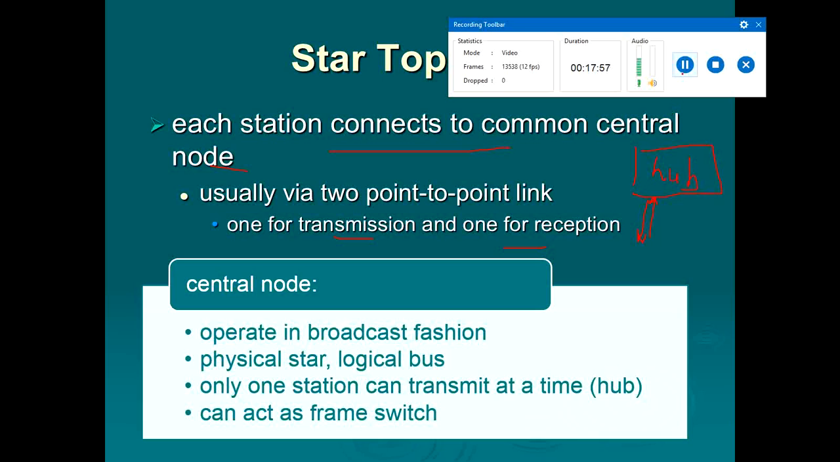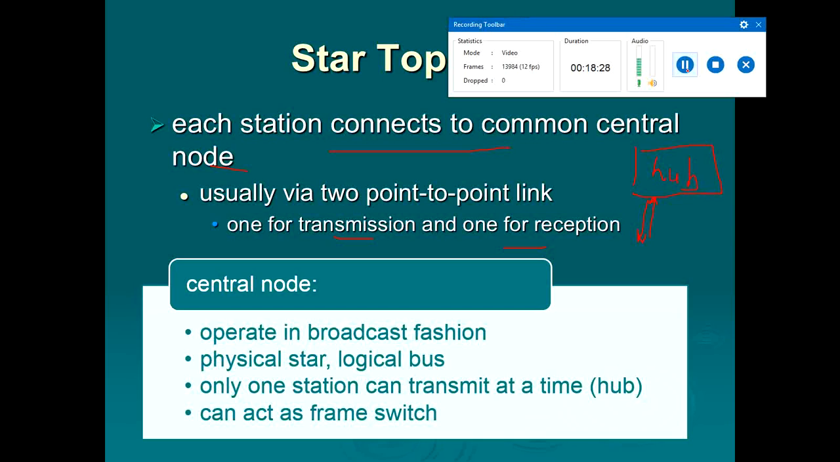There can actually be two alternatives for operating the central node. The first approach is the broadcast fashion. In this case, when a frame is transmitted from one station to the node, it is transmitted on all outgoing links. Although the arrangement is physically a star, it is logically just like a bus.